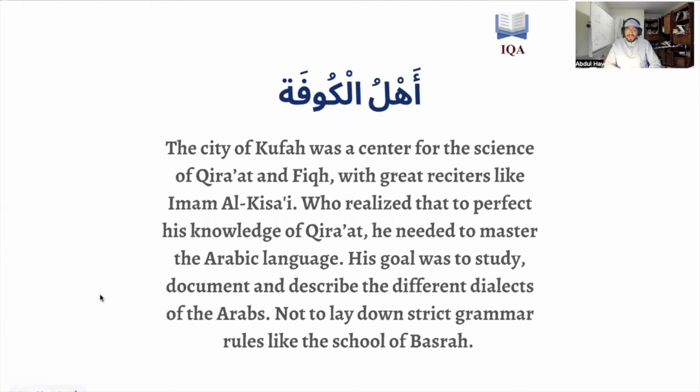So the city of Kufa was a center for the science of qira'at and fiqh. That's what they were really studying. In the school of Basra, they were studying grammar for 100 years. So what was the school of Kufa doing? They were really focusing on qira'at and fiqh and so on and so forth, with great reciters like Imam al-Kisai, of course, right?